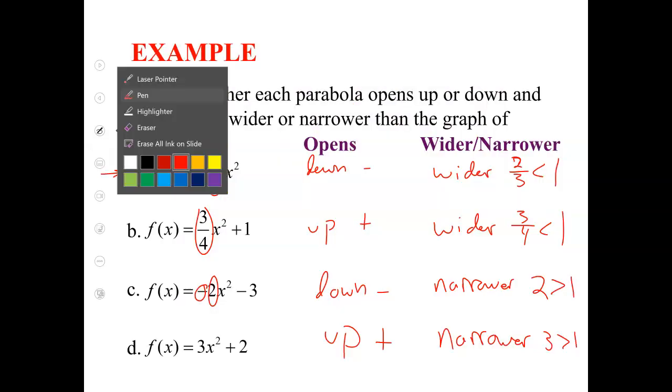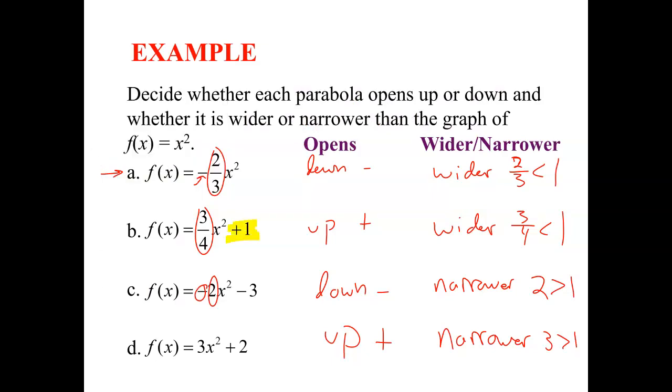Oops. Is that an addendum to this? What does that plus 1 do? Moves it. Which direction? Up. How far? 1. What does this negative 3 do? Down. What does this 2 do? Up. Okay, none of these have parentheses, so there's no horizontal shift. There's no left or right. All of these are outside, so all of these are vertical changes.